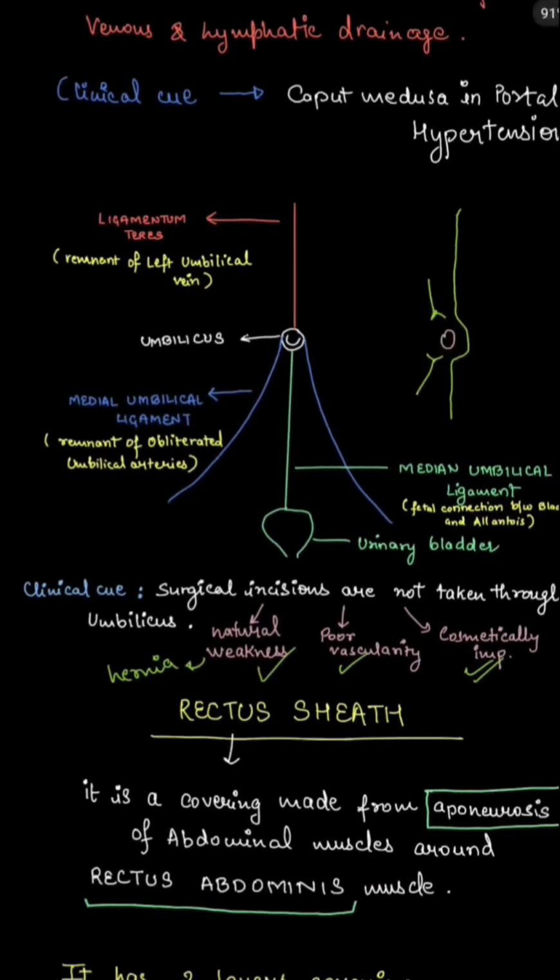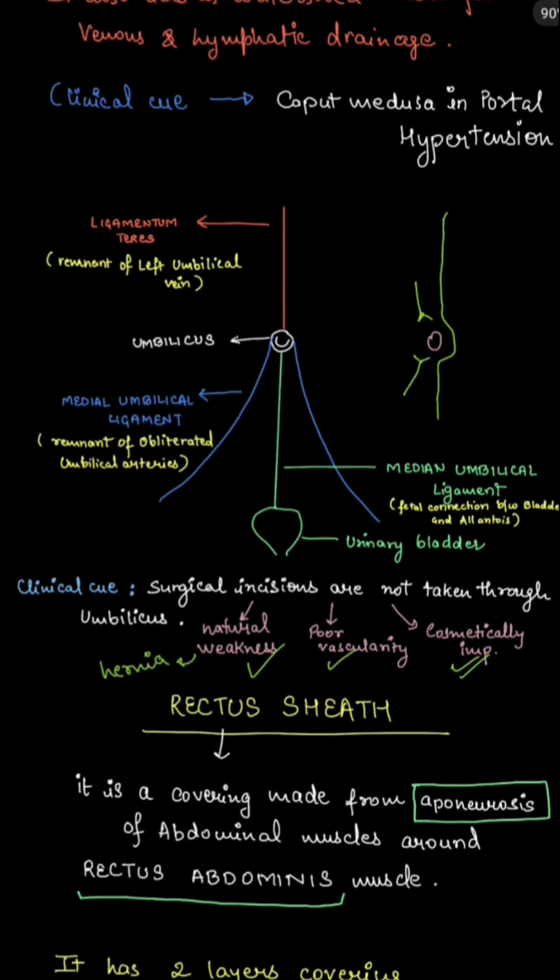now we have to learn some facts. This may come as MCQs. So this is ligamentum teres, also known as round ligament. Okay, this is attached to umbilicus, and this is a remnant of left umbilical vein. You can learn L for ligamentum teres and L for left umbilical vein. Okay, then there are other ligaments. This is easy to learn.